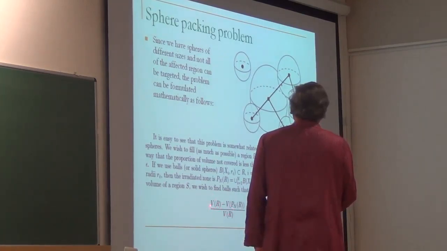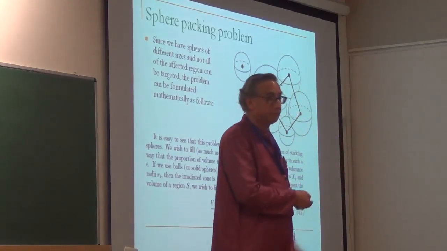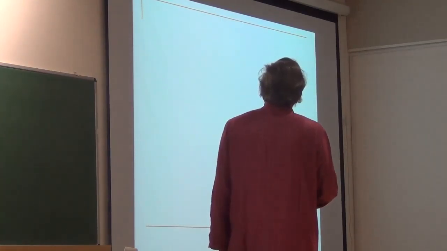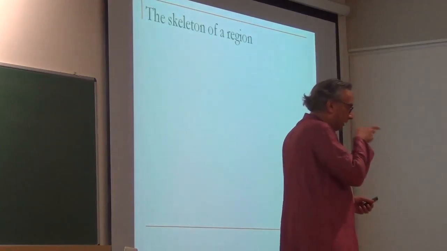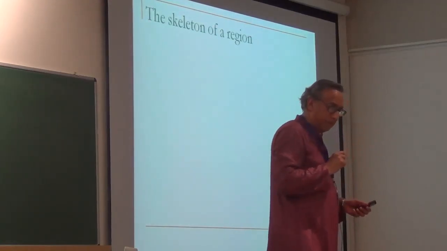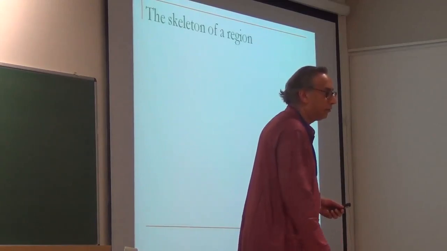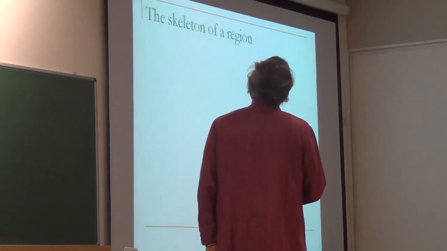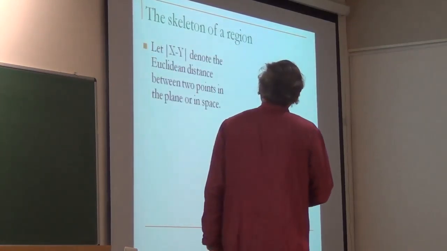The volume of the region minus the volume of the spheres should be a small proportion of the total volume. That's it. So the minimax packing problem. In order to understand where to end the laser beam, the notion of a skeleton of a shape had to be introduced in mathematics. To understand this skeleton, let me begin with some simple two-dimensional skeletons.